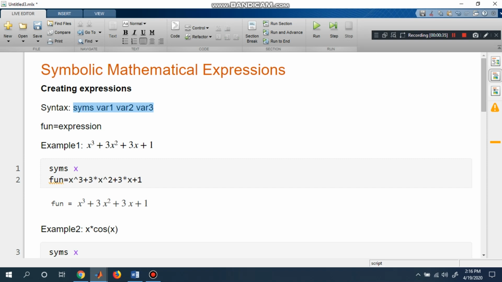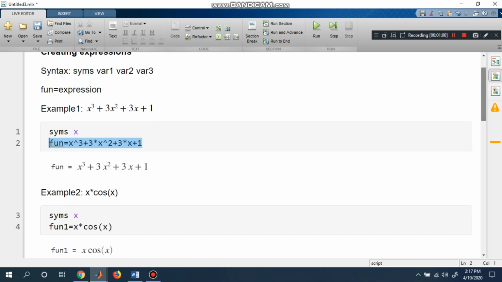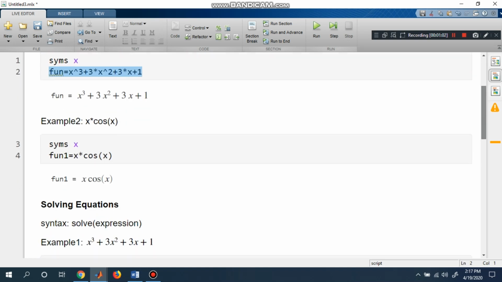Let us take one example, suppose x cube plus 3x square plus 3x plus 1. Now let us see what is the MATLAB syntax for this. First we define x variable as a symbol and the function x cube plus 3x square plus 3x plus 1. You can have a look at this output. Similarly, suppose the expression is a transcendental expression, not only a polynomial, it is x into cos x.